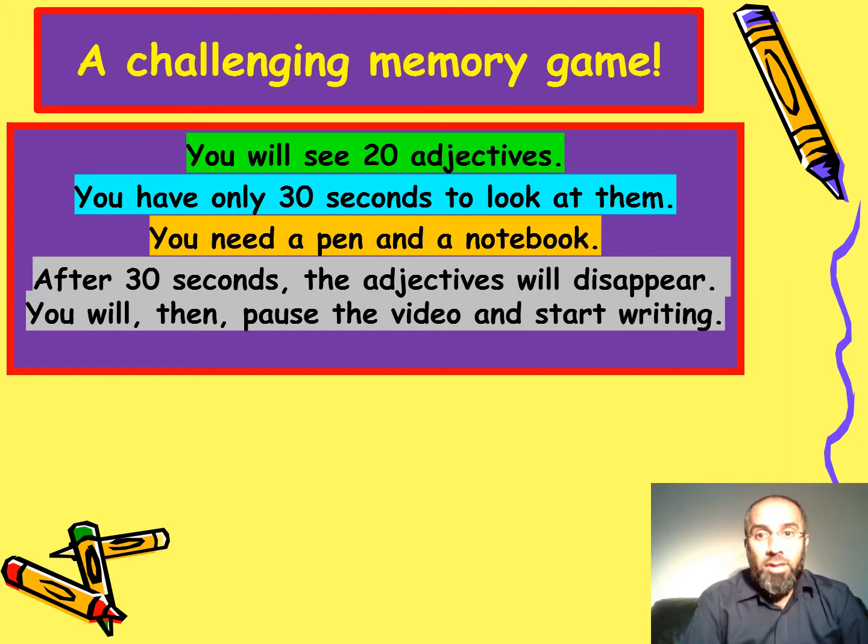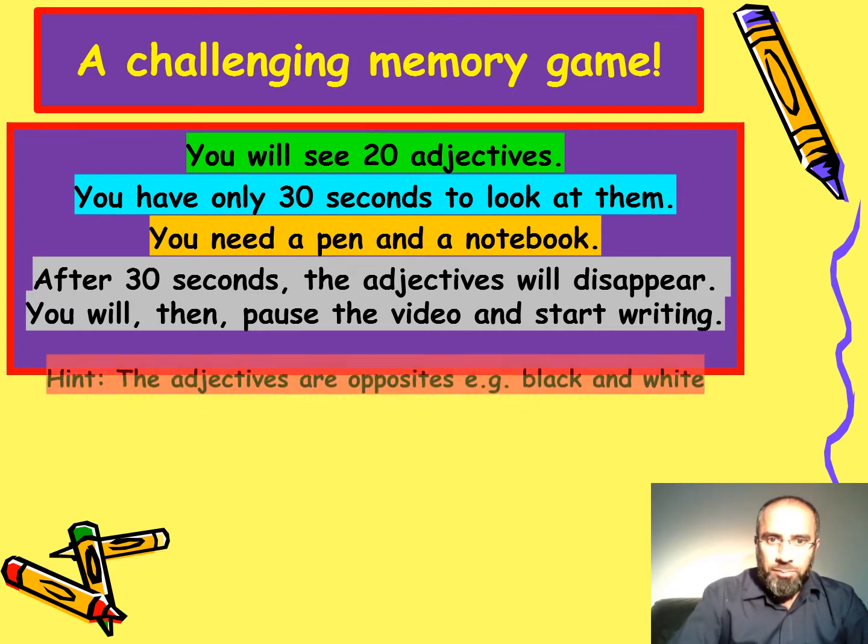Is that okay? So how much time do you have? 30 seconds, good. And how many adjectives are you going to see? 20, good. So when you see the adjectives, can you write? No. When do you start writing? Excellent, after 30 seconds, very good. So are you ready now?